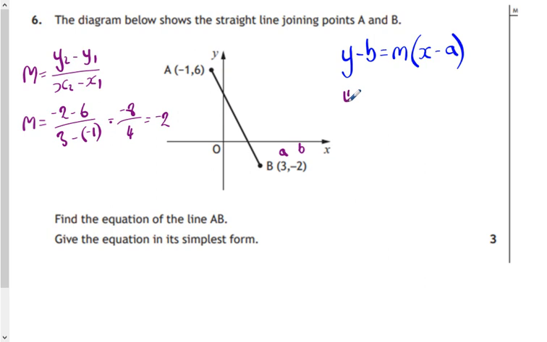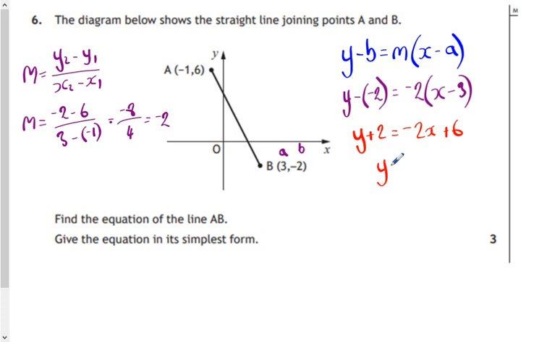Now that we've got our gradient, I'm going to choose the B coordinate here to be my a and b. So I get y minus negative 2. Oh, that's interesting. Y minus negative 2 is equal to negative 2 brackets x minus 3. Now we break this out. We get y plus 2 is equal to negative 2x plus 6. Rearrange that a little bit. We get y is equal to negative 2x plus 4. So we take the 2 away from both sides there.